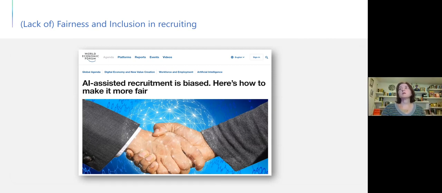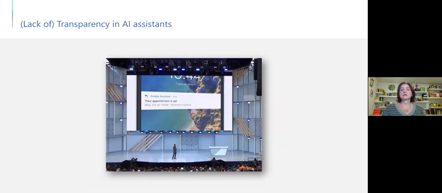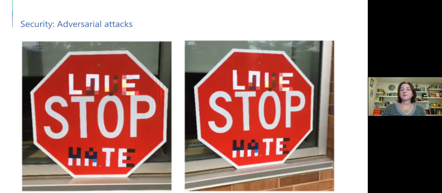And then there are problems with recruitment, which is biased, with systems that recognize men better than women, and young children and old people and people with accents, or the fact that we're lacking transparency in AI assistants, like in Maverick here.